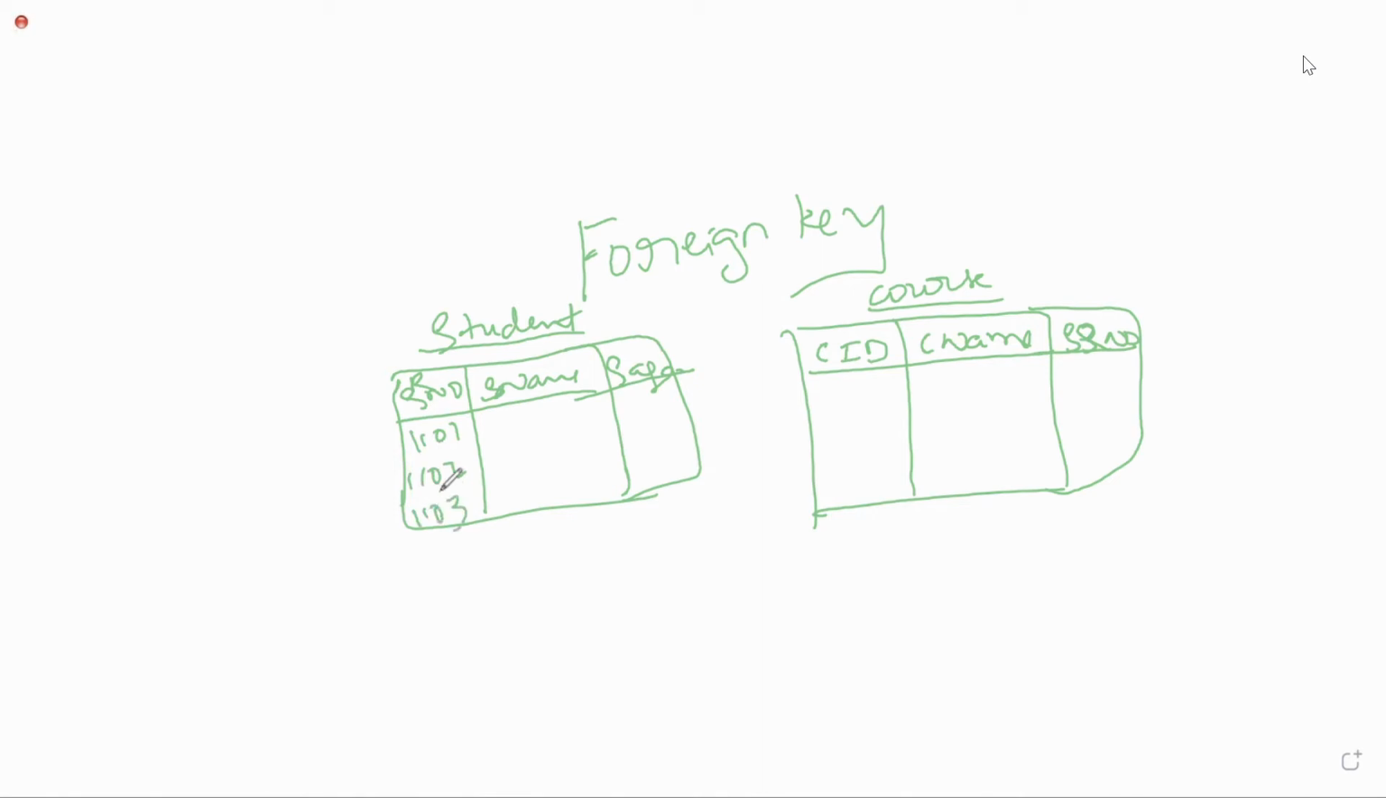1103. So like this, suppose there were three records. If there was a student, then we can map that particular student to the course table, because this table has the data. So whatever course the students have opted for, that course ID and course name will be there in the course table.